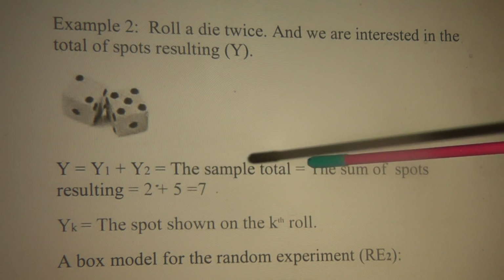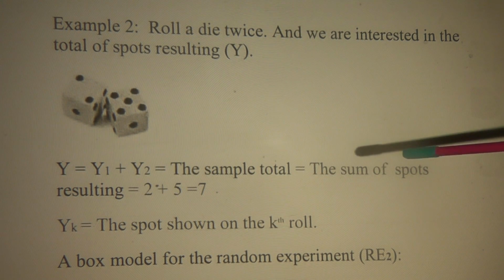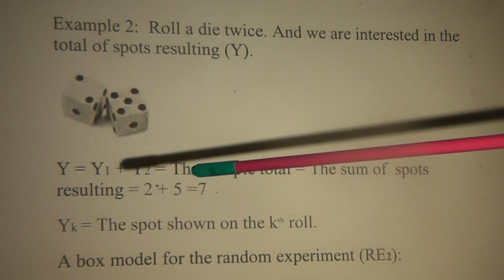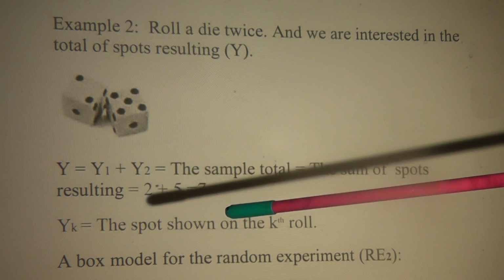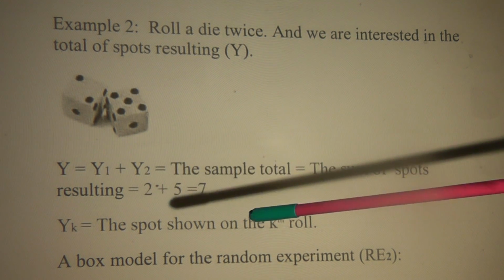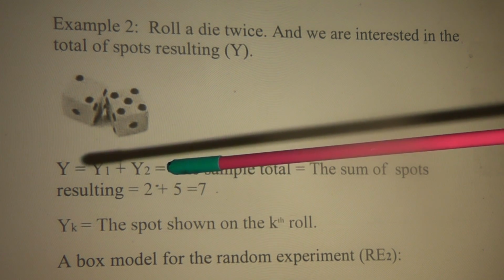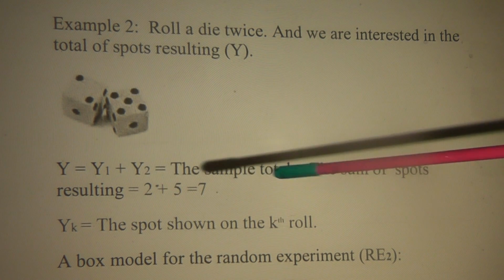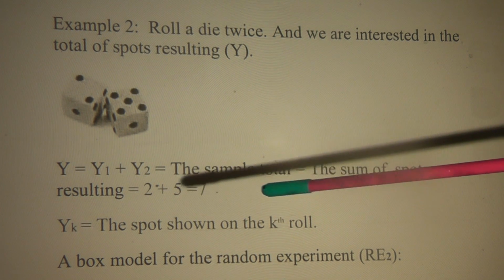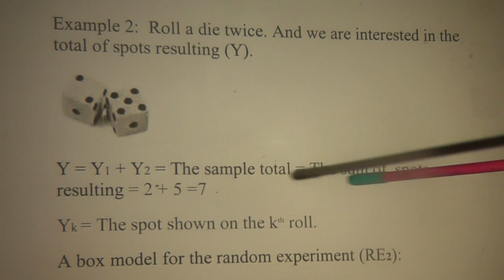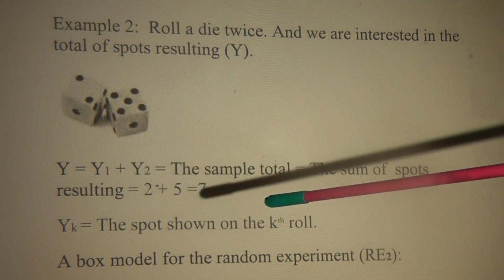It's a sample total, or we say this is a sum of spots resulting. On the first row we see spot 2, second row we see spot 5. So 2 plus 5 is 7. So the sample total is 7, or we say the sum of spots resulting is 7, okay?